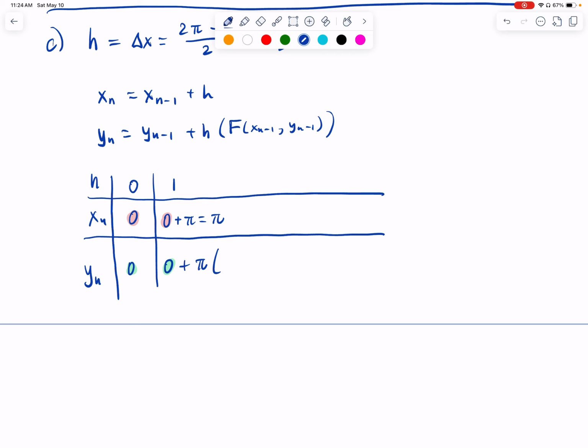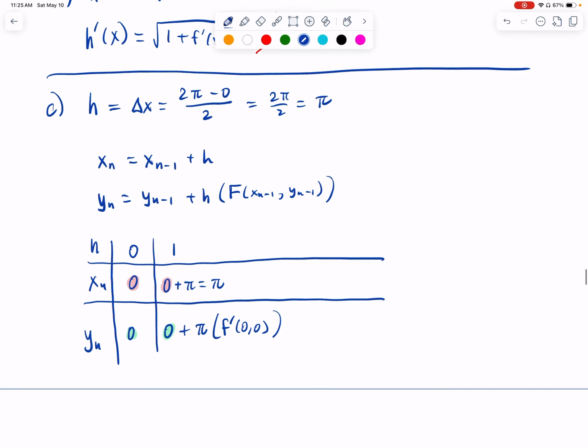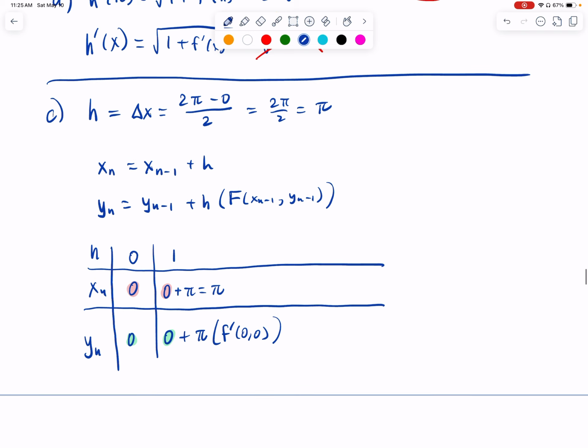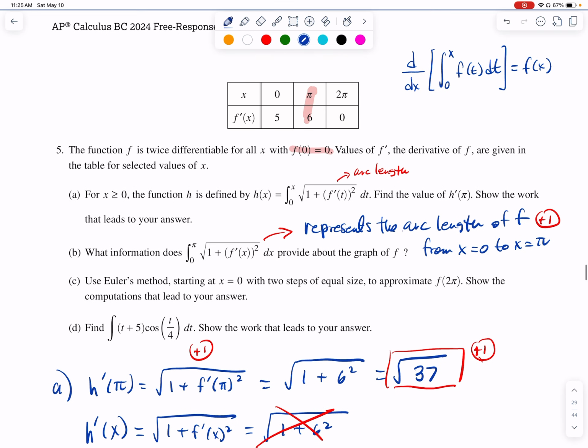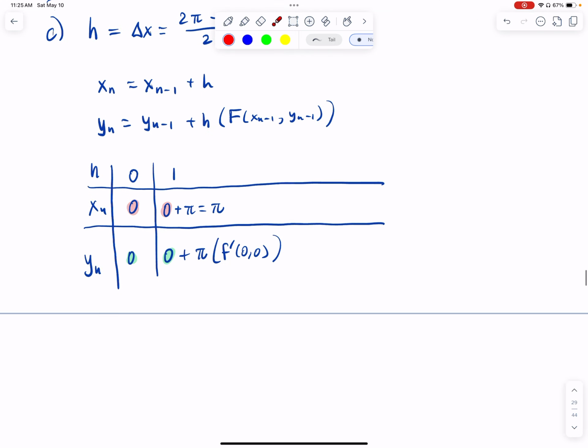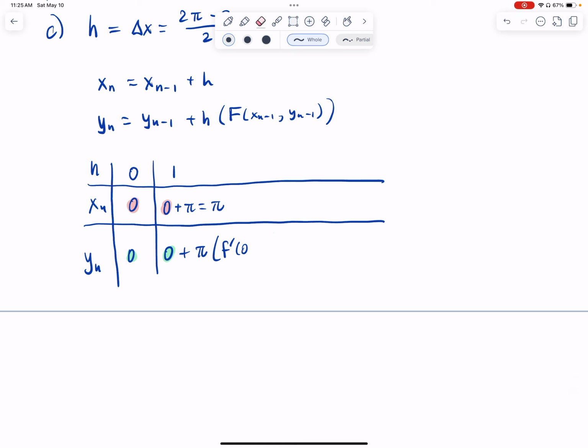slope. Okay, so I'm going to get the previous slope. So this is basically slope. So f prime at 0, comma 0, like that, right? Anyway, so how am I supposed to get f prime of 0, comma 0? Well, at 0, notice again, it's not dependent upon the y value, it's only dependent upon the x value, which is 5. So actually, I don't need this. It's f of 0, or f prime of 0, which is 5.